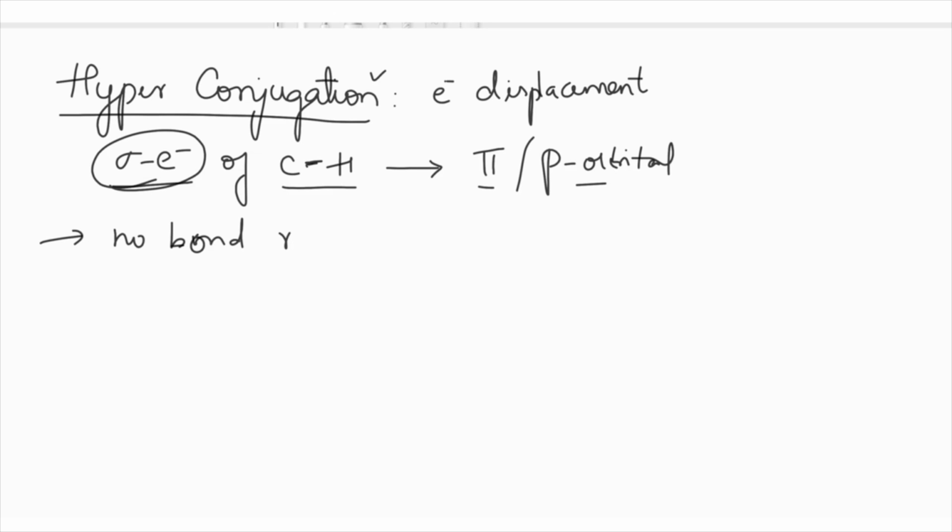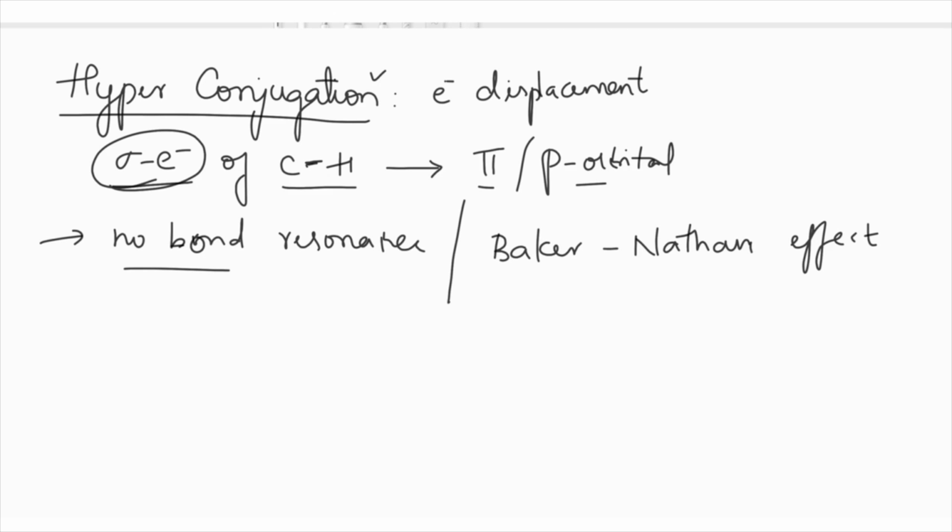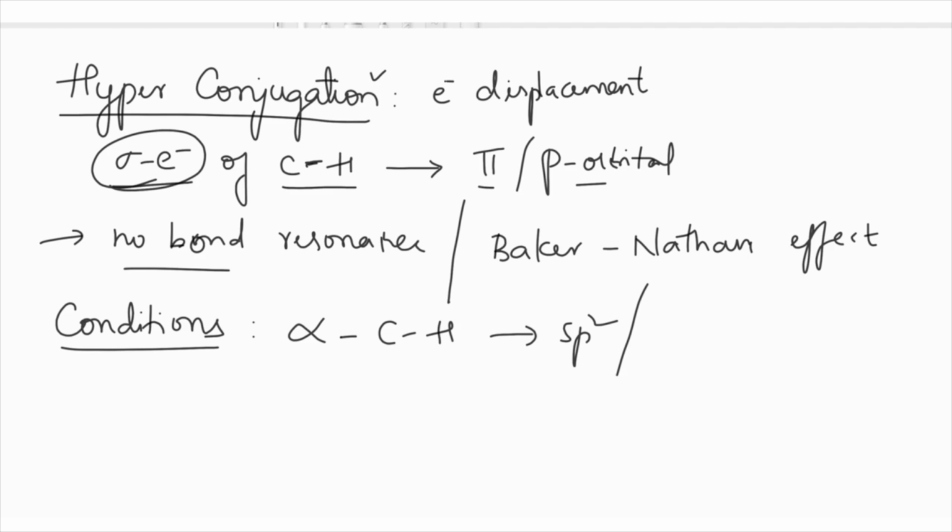I'll explain why it is called no bond resonance. It is also called the Baker-Nathan effect. These are the different names given for hyperconjugation: hyperconjugation, the Baker-Nathan effect, or no bond resonance. Now, what are the conditions for hyperconjugation to occur? The main and foremost condition is that there should be an alpha carbon and an alpha C-H bond adjacent to either an sp2 carbon or any other atoms like nitrogen or oxygen. Let us see this clearly with an example.